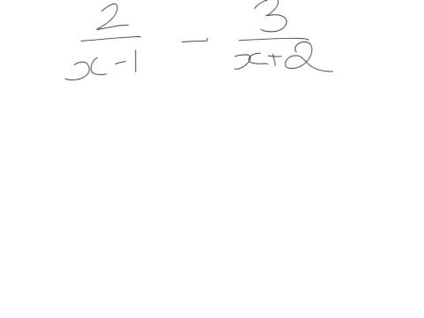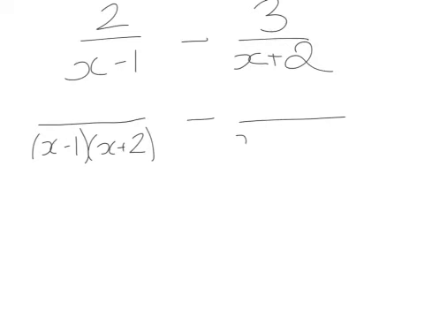Okay, this time we have the algebraic terms on the bottom, but again, this does not change what we do. Okay, I want my bottoms to be the same, so that means that I'm going to have my bottoms as x minus 1, x plus 2. Taking both those and just multiply them together.